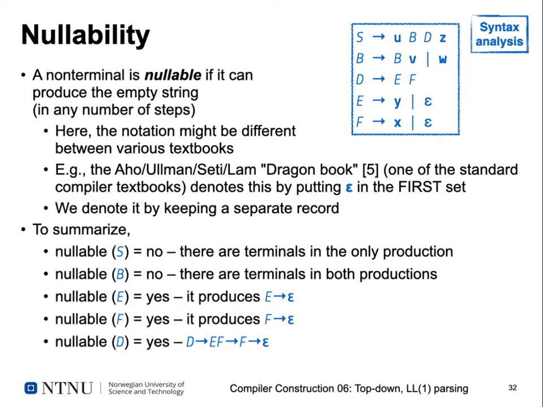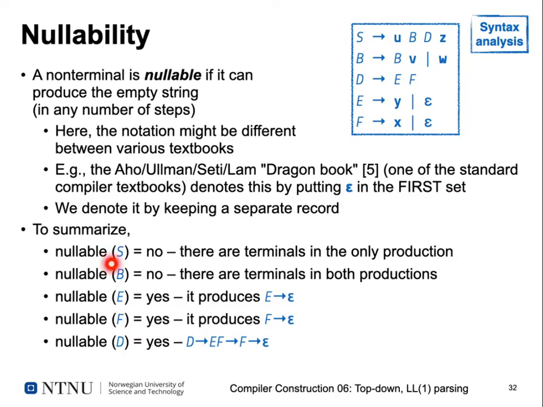If you take a look at different textbooks, you might find that the notation is different between the books. There's this one standard compiler book, the so-called Dragon Book by Aho, Ullman, Sethi, and Lam, which is always mentioned first, I think, still when people do compiler courses, but we've decided to use a more modern approach with our textbook. The Dragon Book denotes this property of nullability by putting an epsilon in the first set. What we do here is denote the property that a non-terminal symbol can derive an epsilon by keeping it in a separate record.